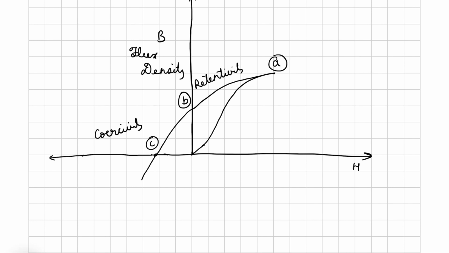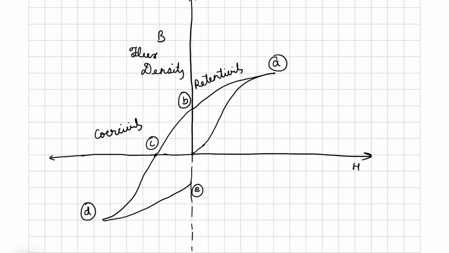Now one can do a similar thing in the negative H direction. So you go to a saturation, like point A, we will reach a point D, a saturation, but in the opposite direction. Then once we come back, instead of going to 0, we reach a point E. So this is again retentivity, but in the opposite direction, because the field is applied in the minus direction relative to the previous one.